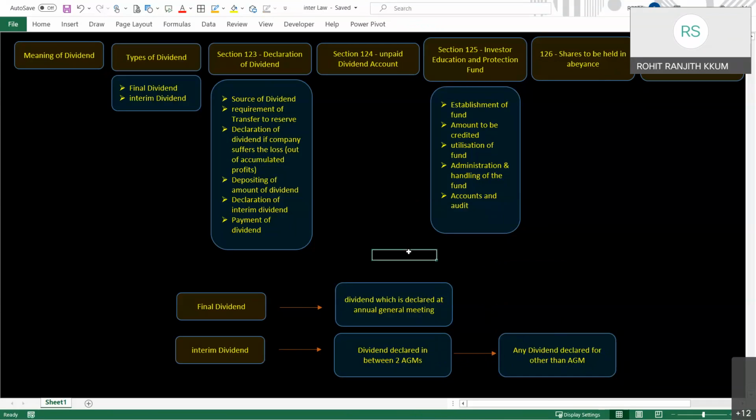All right. This is nothing much for your exam, just one small question for 1 or 2 marks. They can ask in the exam to differentiate between the final dividend and the interim dividend. So this is about final and interim. Now, Section 123 is the main section for examination, so we will start that in the next session.